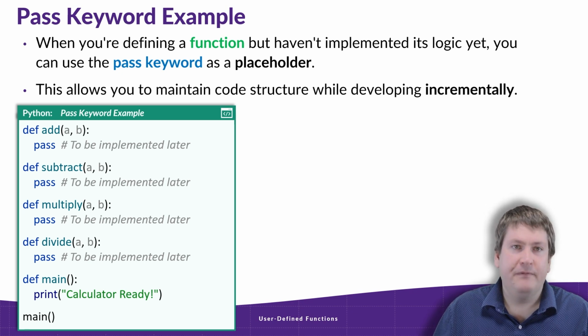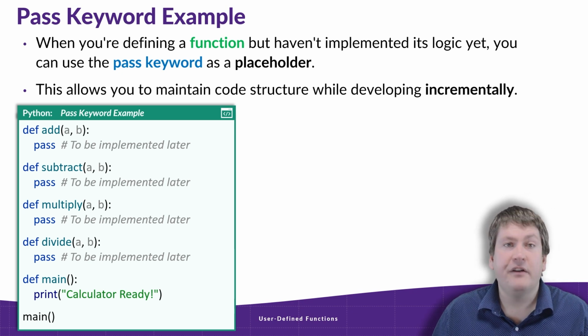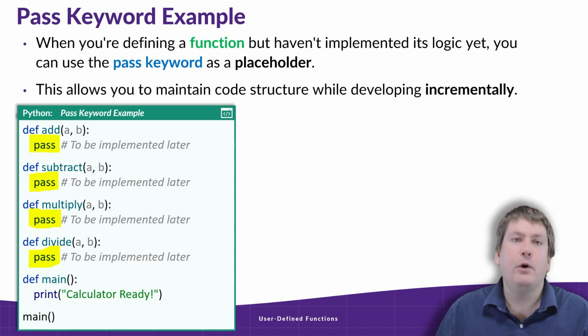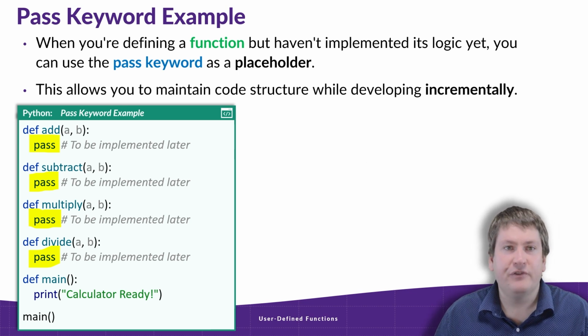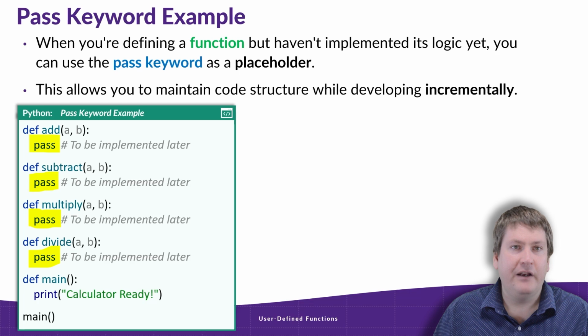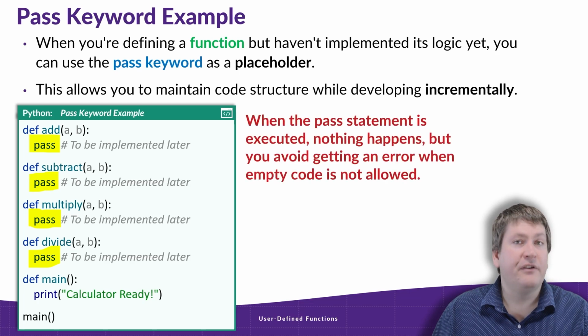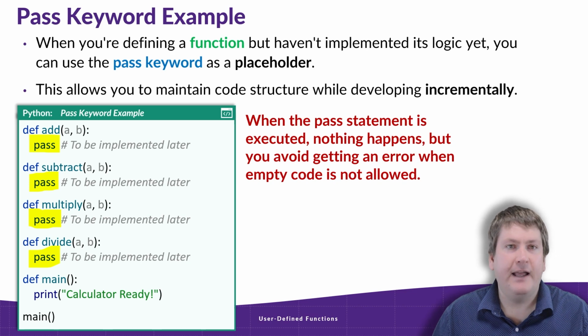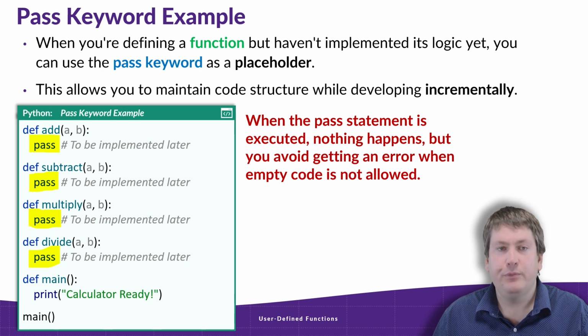Now, normally, if we just gave the function header and no code after it, we'd get an error because there's no code in that code block. But what we can do here is add the pass keyword. And this just tells Python this is a placeholder, don't do anything, but it does count as a code block. So that means we won't get an error about the add function or subtract function or multiply function or divide function having no code block in it, because pass is treated as a statement, even though it does nothing. So to summarize, when we add the pass statement and it's executed, nothing happens, but we avoid getting an error when empty code is not allowed, such as in a function or in a loop.